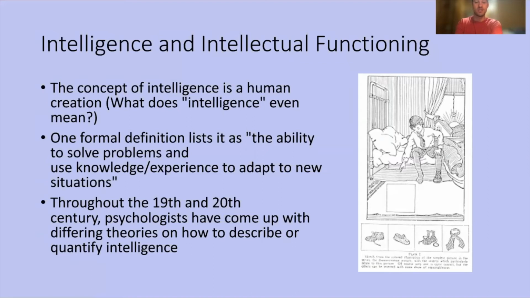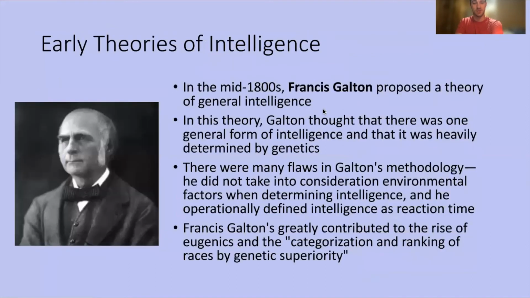One formal definition lists it as the ability to solve problems and use knowledge or experience to adapt to new situations. So throughout the 19th and 20th century, psychologists have come up with differing theories on how to describe or quantify intelligence. You can see they're sort of stepping stones from one theory to the next. But different psychologists, even to this day, will have very different definitions of what intelligence actually is, because it is a social construct.